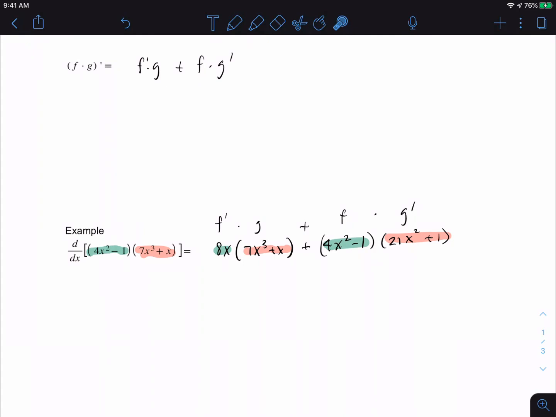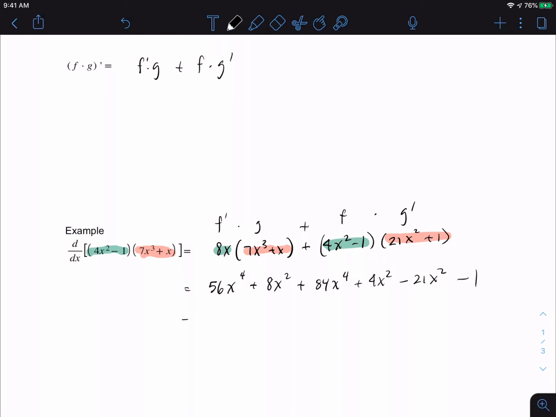Okay, so now from here, we want to clean this up. And we do want to be deliberate about cleaning it up. So we're going to distribute and do all that stuff to this problem. So we're going to go, okay, that's going to be 56x to the 4th plus 8x squared, right? Plus, and then we're going to go 4 times 21 is 84 x to the 4th plus 4x squared minus 21x squared minus 1.